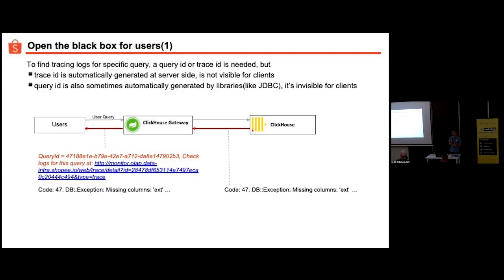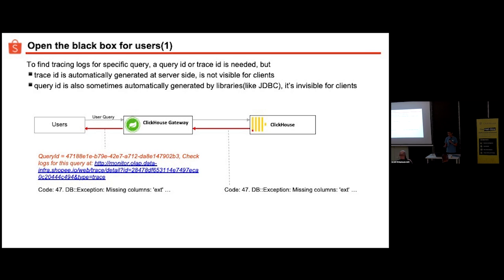Last part is, as I said before, the trace ID is not visible to users. And sometimes the query ID is also not visible to users. If you are using JDBC, JDBC does not allow you to set a query ID for each request. So how do the users know the query ID and the trace ID? Actually, they have no idea. So what we do is we do some trick.